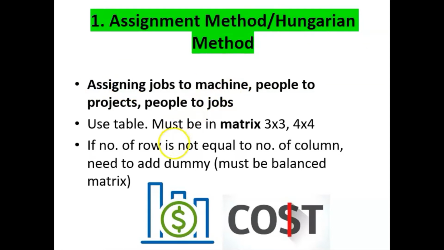Dia akan libatkan matrix. Okay, matrix sama ada 3 kali 3 atau 4 kali 4. So maksud dia kena ada 4 jobs and 4 people. Mungkin ada 3 machine and 3 job. Okay, dia kena balance. Kalau tak balance, kalau tak cukup row ataupun column, kita kena introduce the dummy. Okay, so I will show you on the example of Hungarian method.